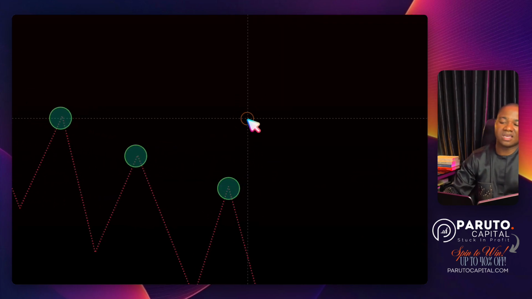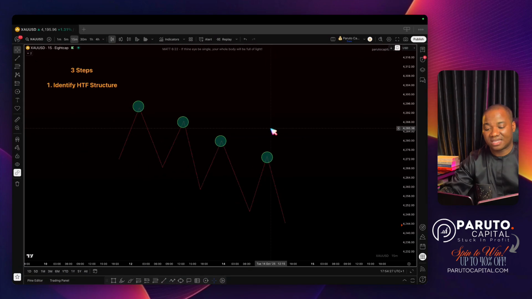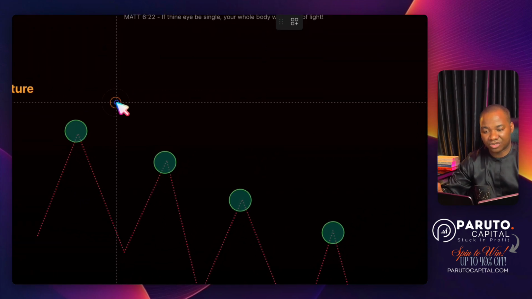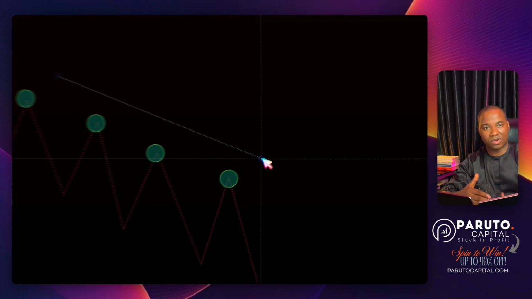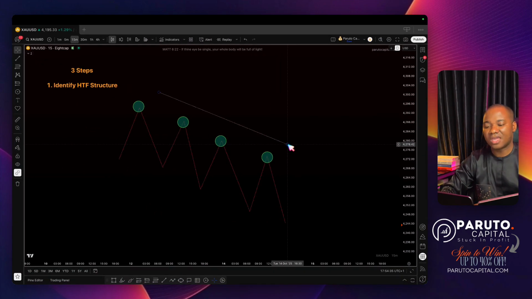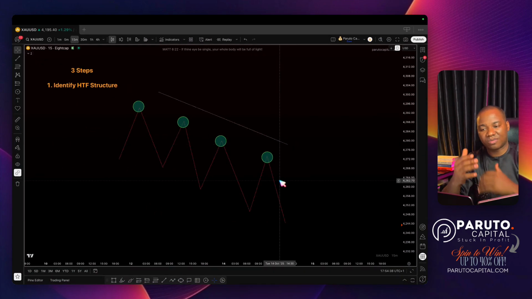So from what you can see here, this is clear as day that the market is trending bearish, right? You can see it's simply just falling. So that means the market is trending bearish, okay? And if this were to be inverted the other way, the market will be trending bullish.